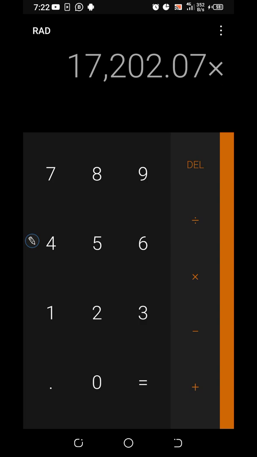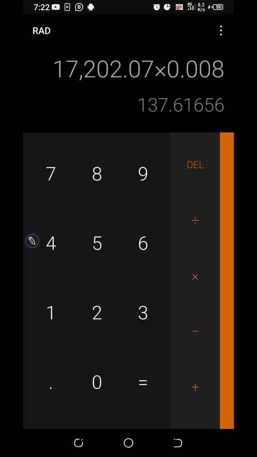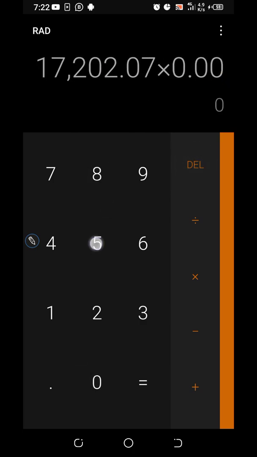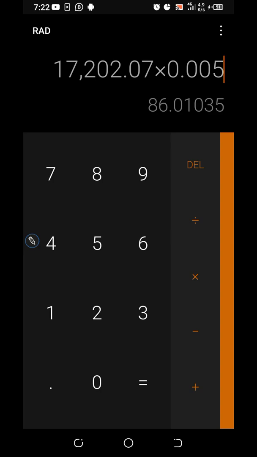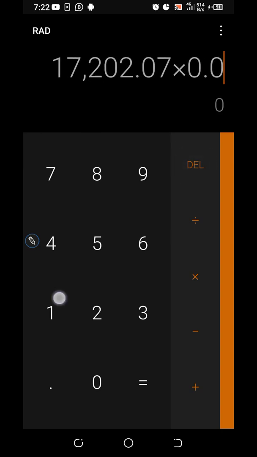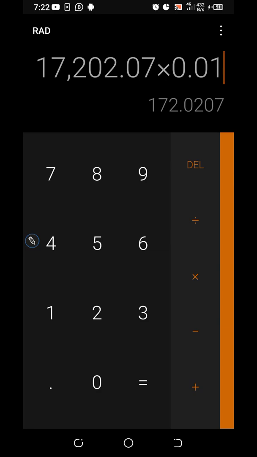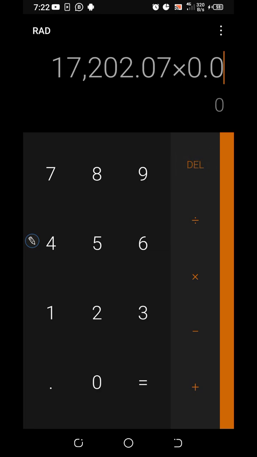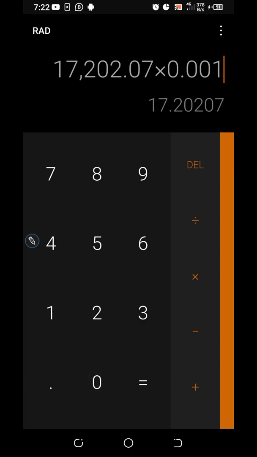Let's do 0.005. If I took this trade using 0.005 lot size, I'm going to be losing $86 if this trade goes bad. If I use 0.01, if the trade goes bad, I'll be losing $172. If I use 0.001, if the trade goes bad, I'll be losing just $17. So you know how much capital you have, and you know how much you're willing to risk.